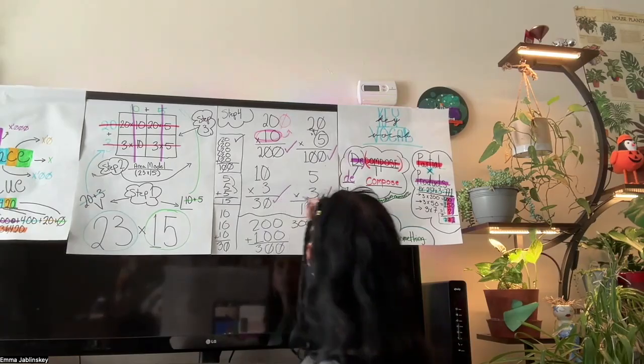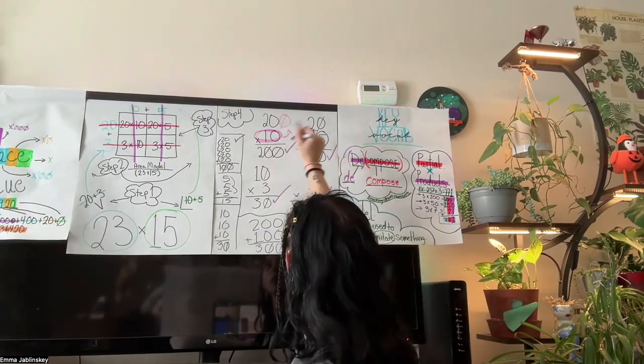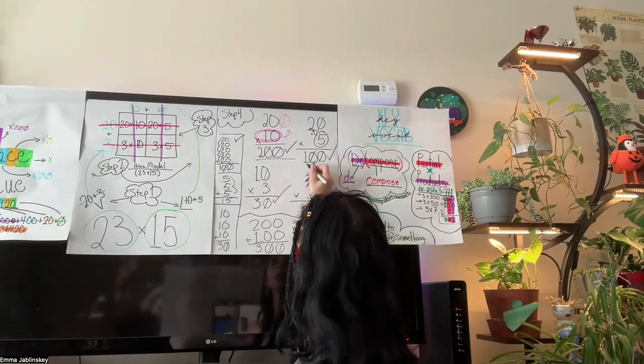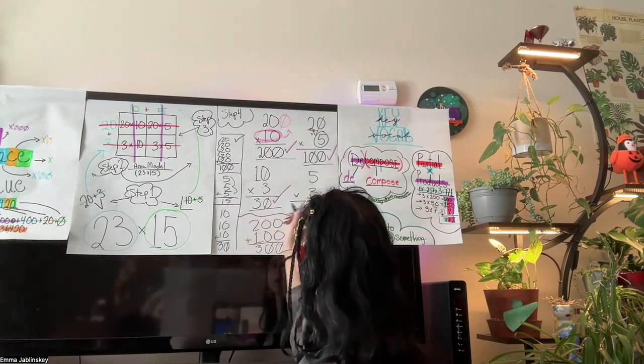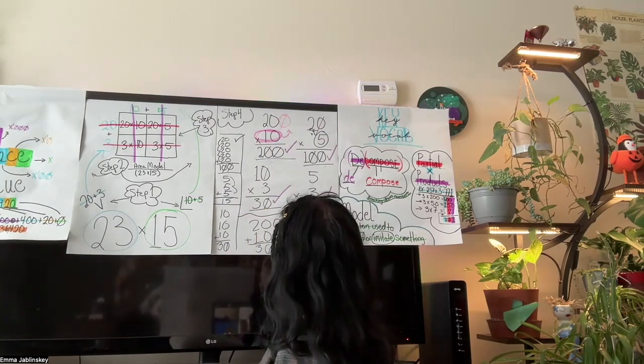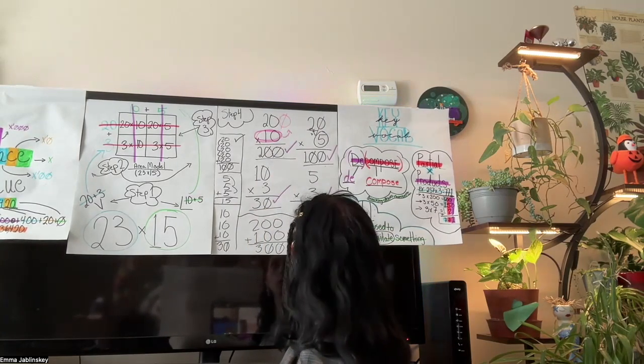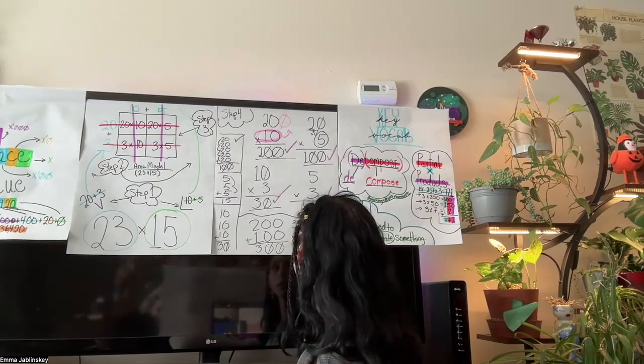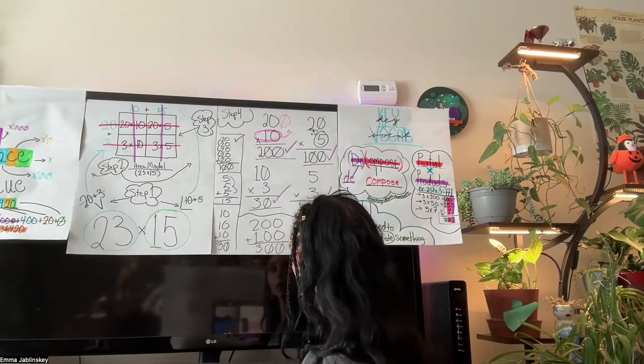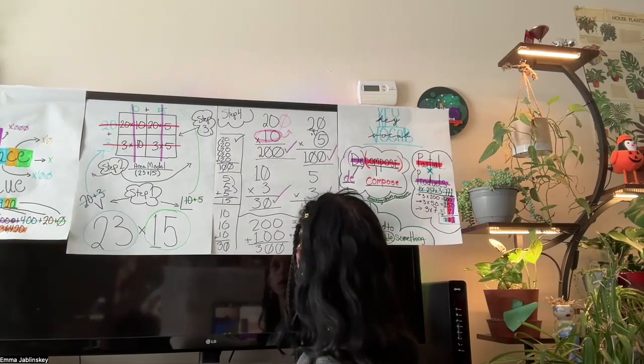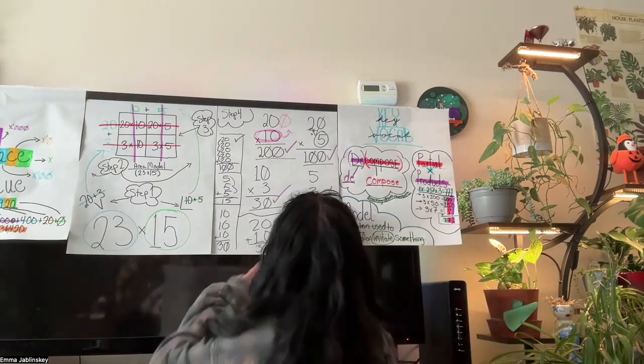300. We already got this one. Underline it. We already did this one. Now we have to add 30. 0 plus 0 is 0. 0 plus 3 is 3. 3 plus 0 is 3. And now we just have to add 15.